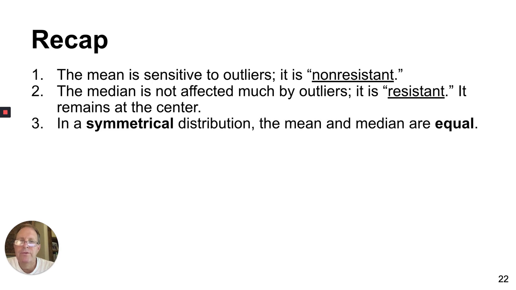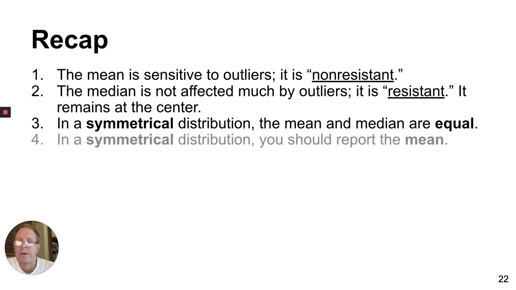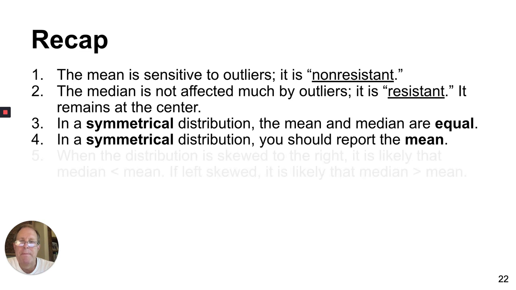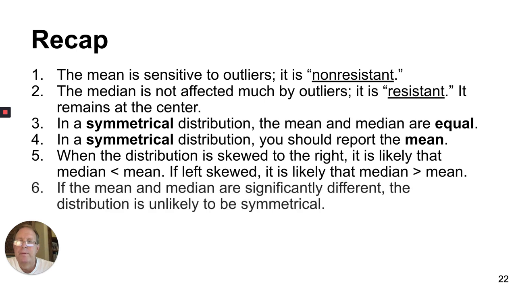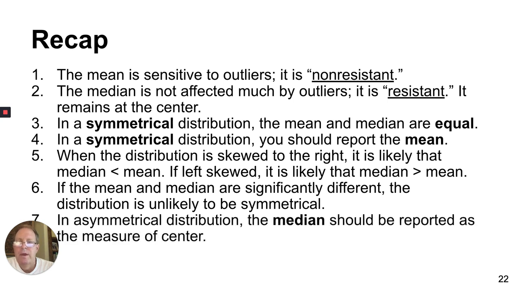In a symmetrical distribution, the mean and the median are equal, but the converse is not true. In a symmetrical distribution, you should always report the mean. When the distribution is skewed to the right, it is likely that the median is less than the mean. If left skewed, it is likely that the median is more than the mean. If the mean and the median are significantly different, the distribution is unlikely to be symmetric. In an asymmetrical distribution, the median should be reported as your measure of center.